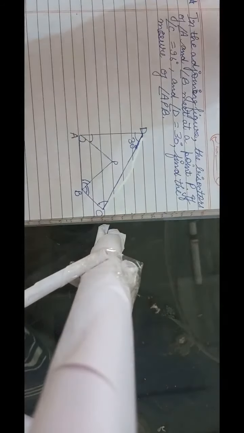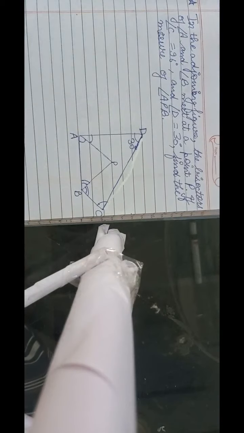So guys, now come to this question. Let's read it. In the adjoining figure, the bisectors of angle A and B meet at a point P. If angle C is equal to 96 degree and angle D is equal to 30 degree, then find the measure of angle APB.